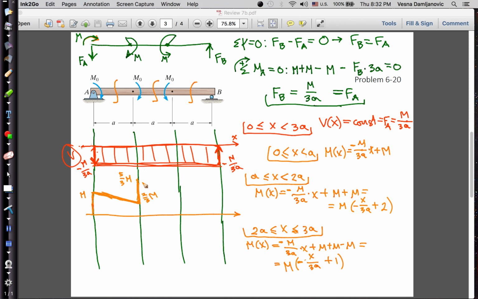And then in much the same fashion, when you substitute 2a into here, you get 2 minus 2/3 plus 2, and they should come down to 4/3. Same slope, because nothing has changed here.